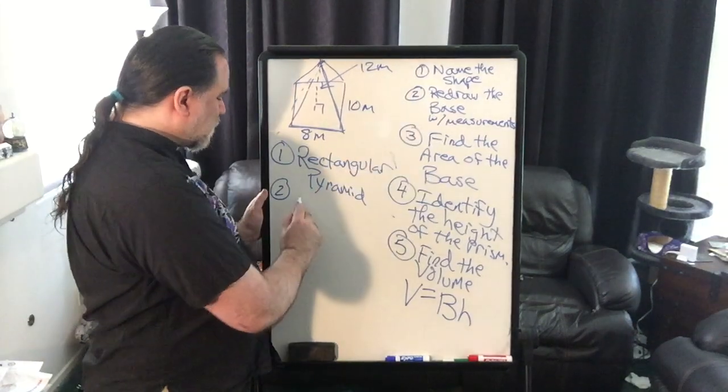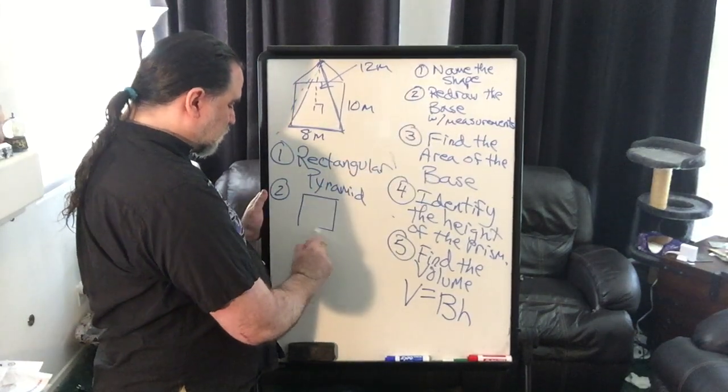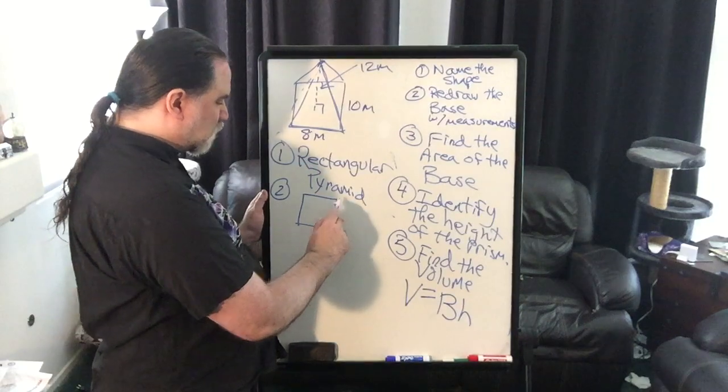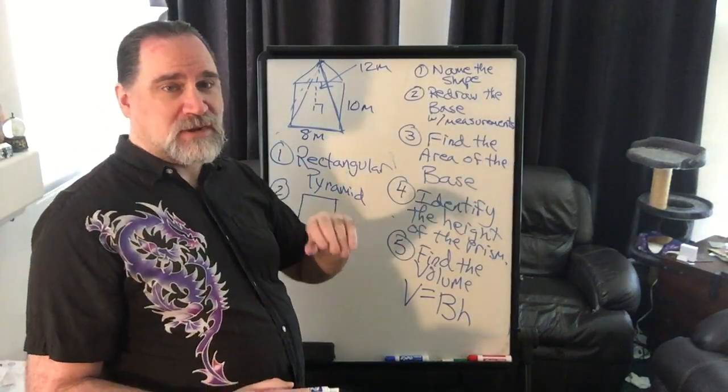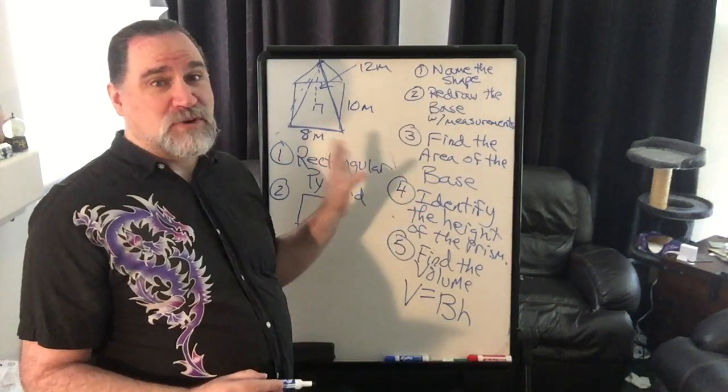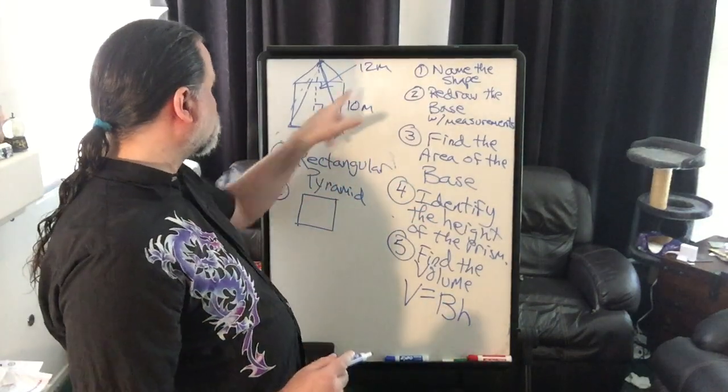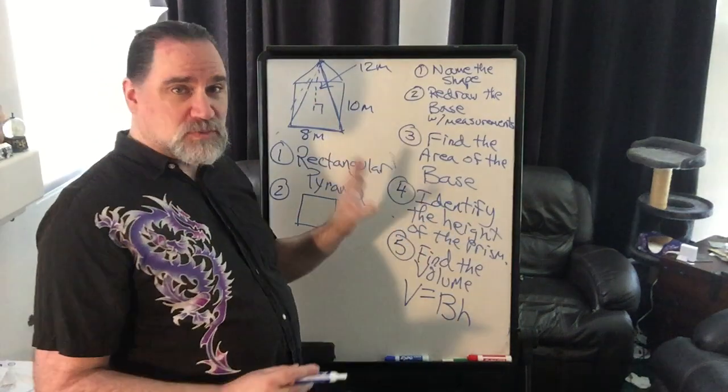I'm still going to redraw the base with measurements. This might even be more important in this situation because it really pulls all the numbers that matter for the base away from the drawing. I don't have to worry. And here I do have to be careful because I can't use the 12. The 12 is something else. This one is very specific.